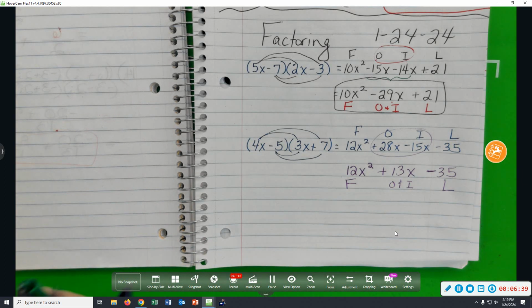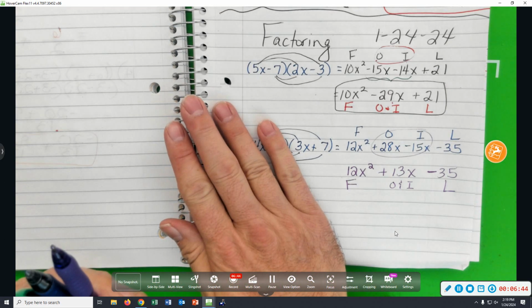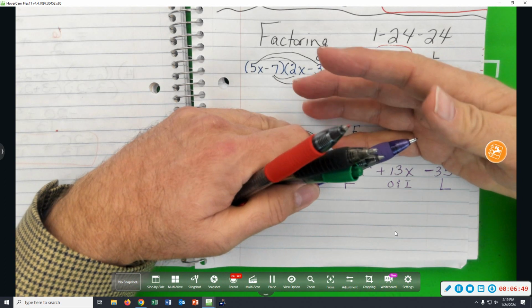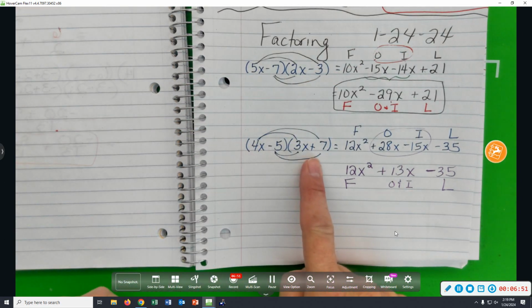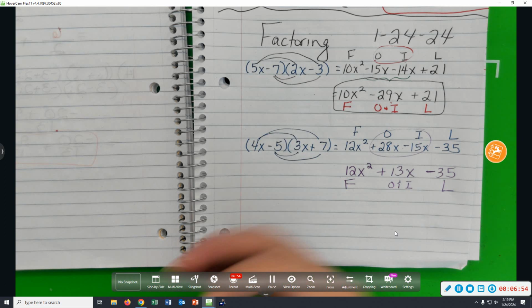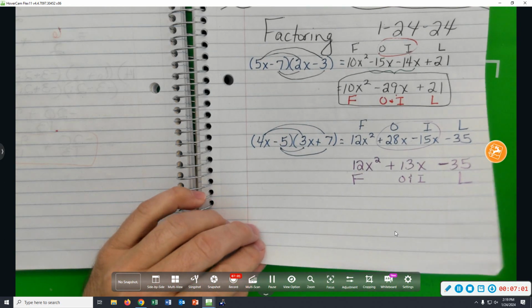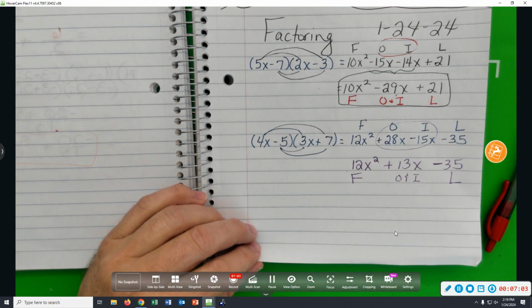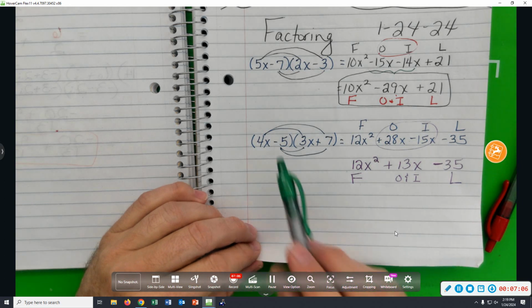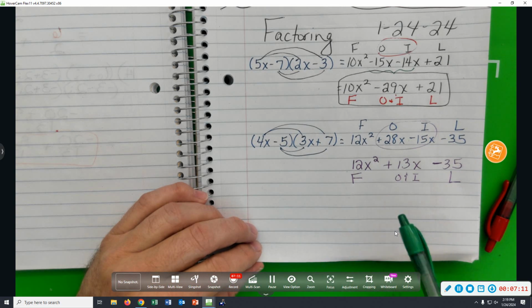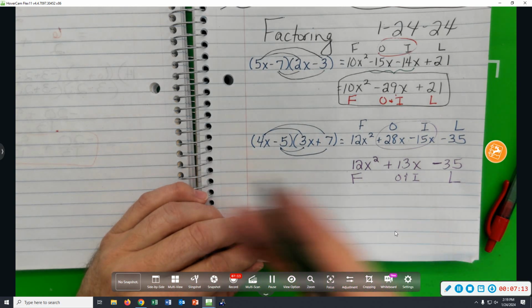So, how would we go about reversing the process? Given 12x squared plus 13x minus 35, how do we figure out 4x minus 5 times 3x plus 7? Well, there's a couple of methods. The only method I will ever use in this class or any other class is a trial and error method. We're going to just sort of guess at it. It's also called reverse FOIL. Some books call it reverse FOIL. And that's a good description because you're reversing the FOIL method.